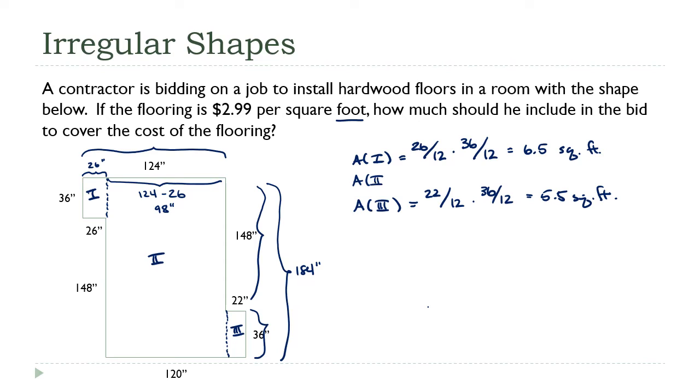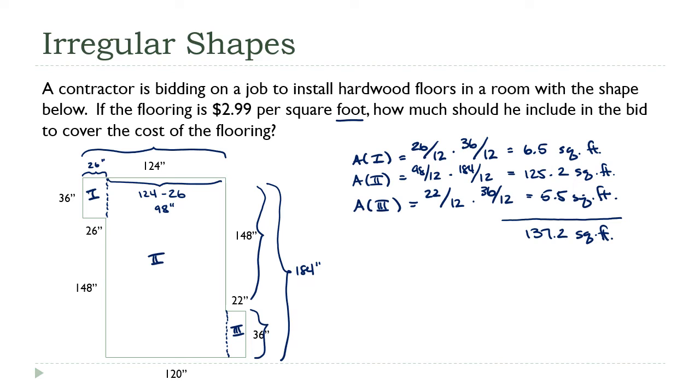All right, so now let's go and find the area of section 2. And don't forget, we're doing this conversion here, right? This is 98 divided by 12 feet times 184 divided by 12 feet, which comes out to, if you do the multiplication, 125.2 square feet. Okay, now I can answer my question. What is the total area of this shape? If I add these things together, again you're going to your calculator on this, this comes out to 137.2 square feet.